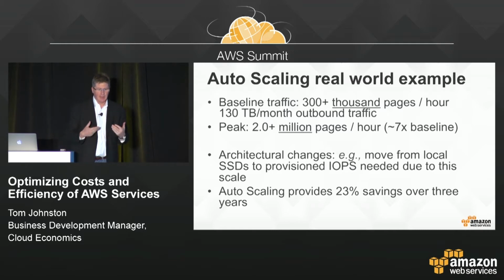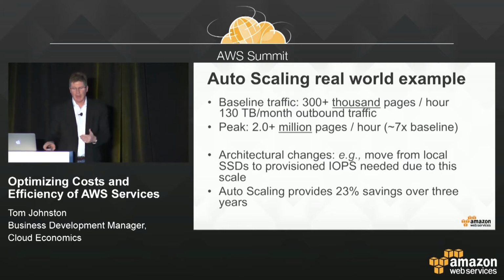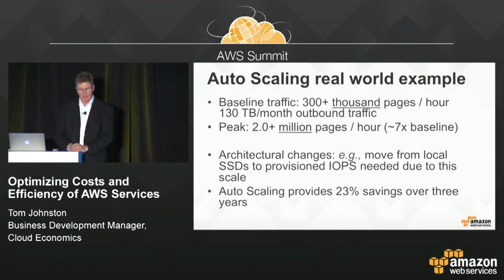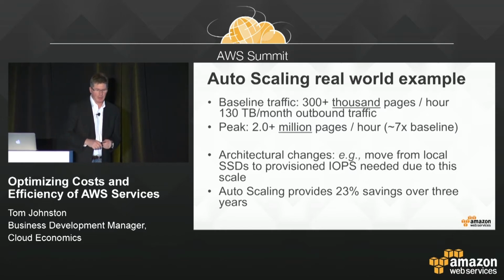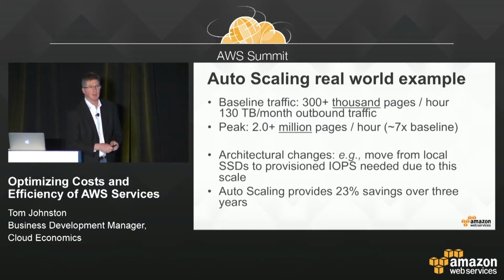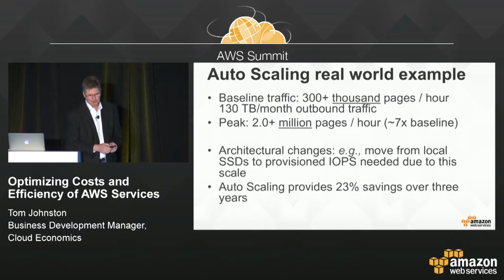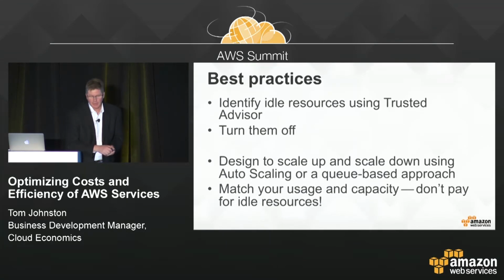Now, to hit this higher level, they had to make a bunch of architectural changes. It wasn't just auto-scaling, add more instances. They had to move from local SSDs to provisioned IOPS to hit this scale, but they did that. Auto-scaling, however, saved them 23% based upon the ability to scale up or scale down. And if you think about it, at 2 million pages per hour, 23% savings is pretty substantial when you add it up.